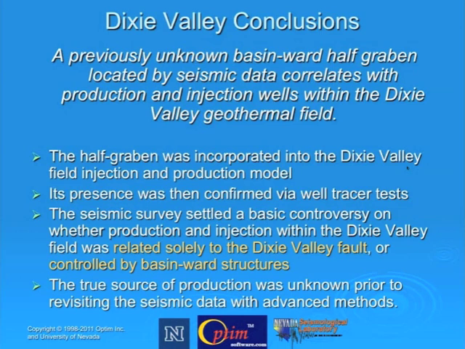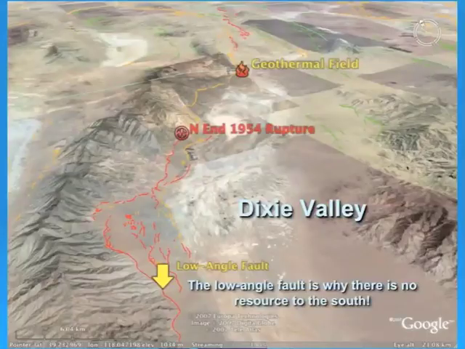So that seismic survey and the advanced seismic processing of it really settled a very basic controversy over whether you should locate production and injection wells along the Dixie Valley Fault, the rangefront fault, or whether all that was controlled by basin-ward structures, and it was controlled by basin-ward structures. So before the seismic data, the true source of production wasn't known. Okay, and we needed the advanced seismic data to reveal that.